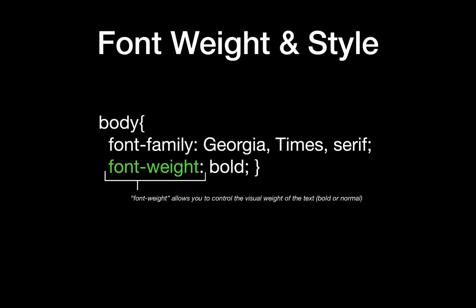Font weight and style. So thinking about the weight and the style, here again, we have our font family. And if we want to modify that even more, we would say font weight, and we could set that to bold. Okay. Font weight allows you to control the visual weight of the text. So for example, if you want it to be bold or if you want it to be normal, bold italic, right? Depending on what attributes your type family has, you could specify that.